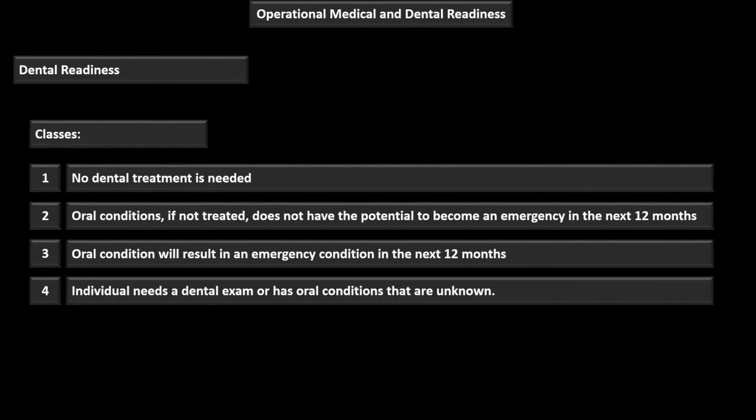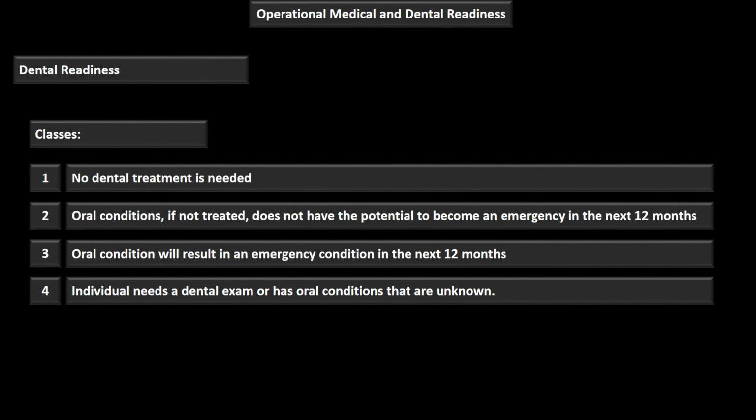And when we say somebody is a dental class 4, that means that individual needs a dental exam. It's been past a year. We don't know the condition of their dental health, so we don't know what's going on. Their dental condition is unknown. Class 1 and 2 are considered deployable. Class 3 and 4 are non-deployable.